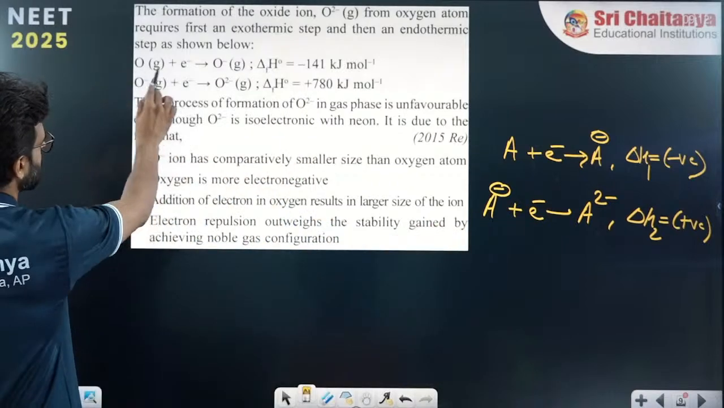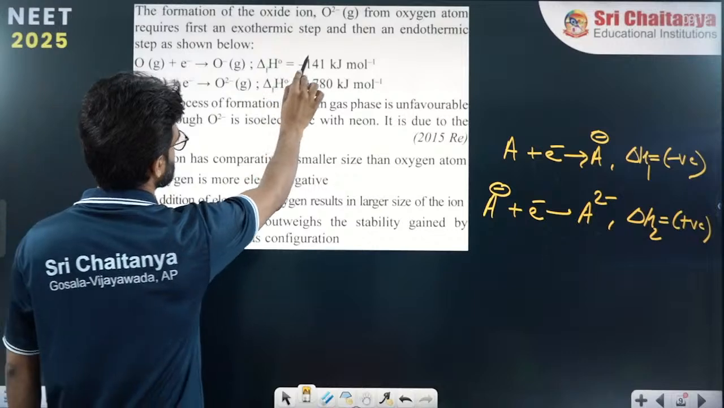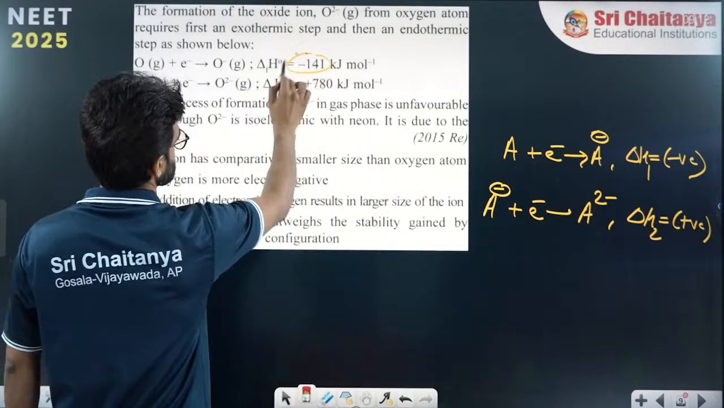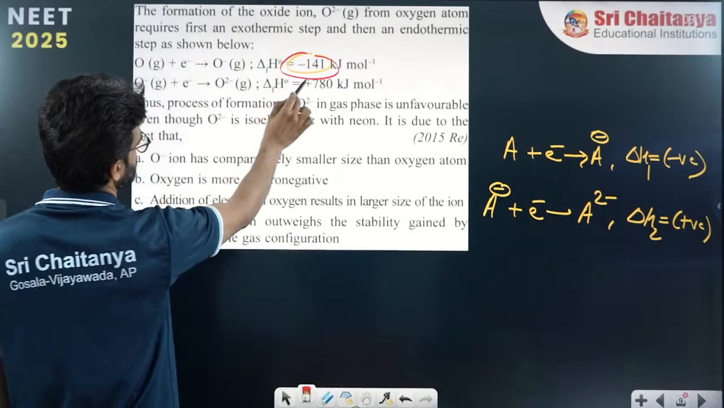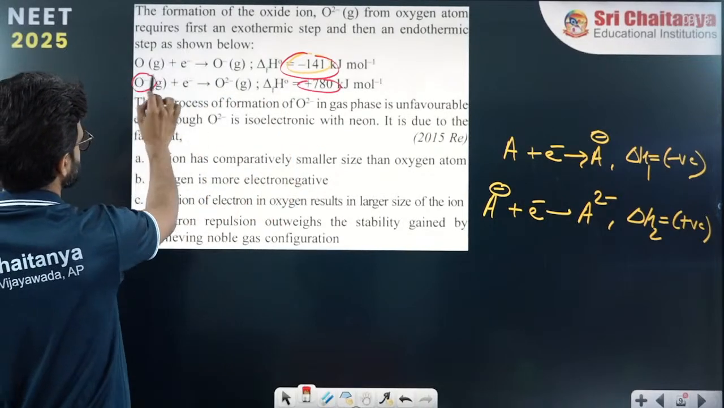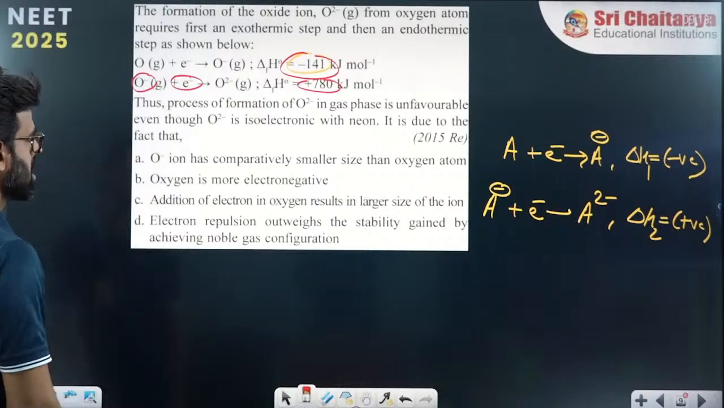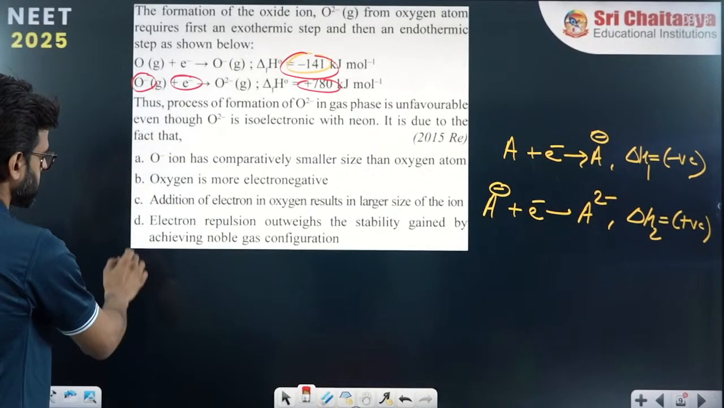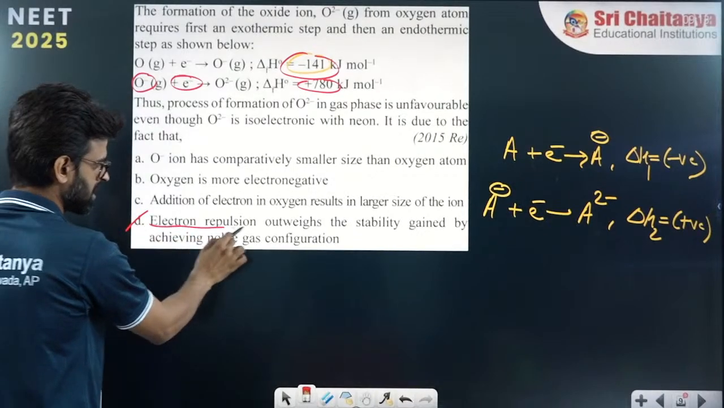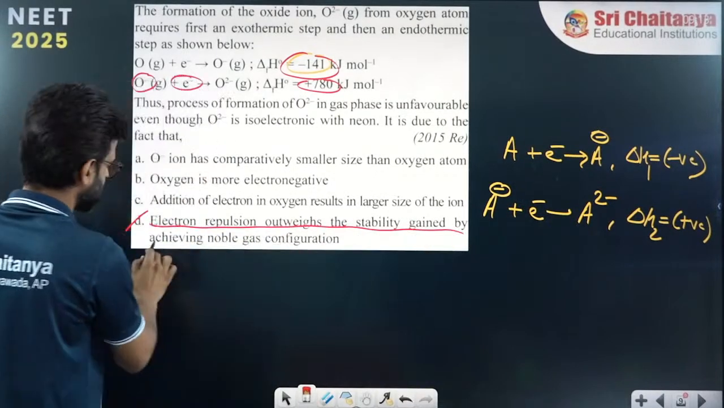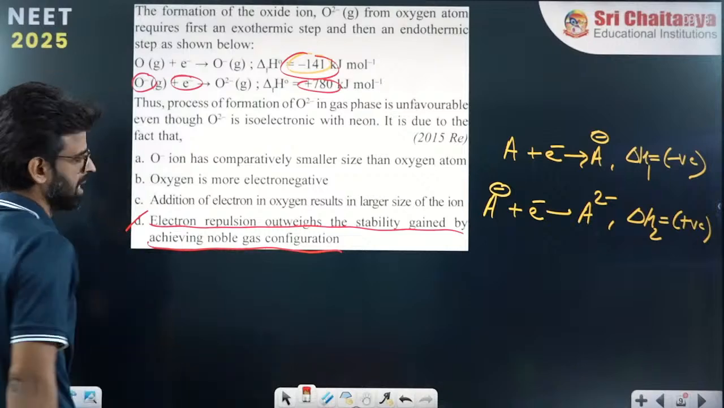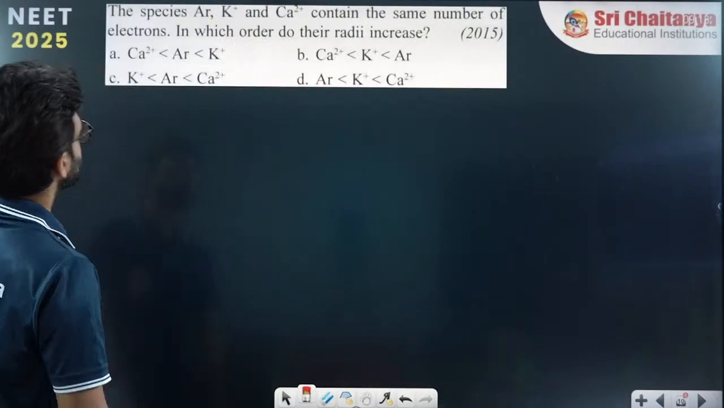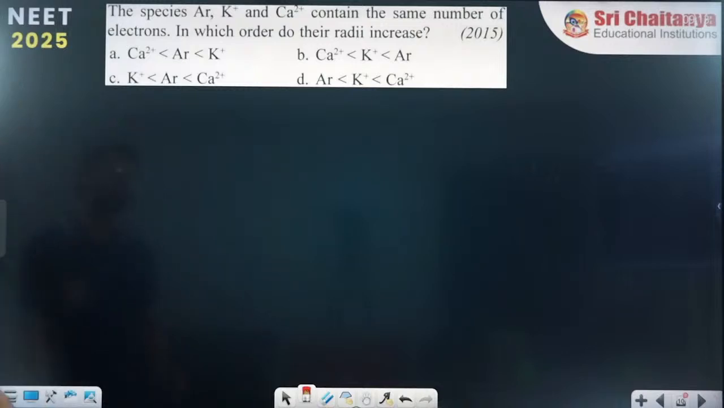So O has a negative first electron gain enthalpy, but if we check, the second electron gain enthalpy is positive, because O negative starts repelling the electron. So what is the reason behind it? You can say that electron repulsion outweighs the stability gained by achieving noble gas configuration. Good, important one. Now they are asking about the radii.